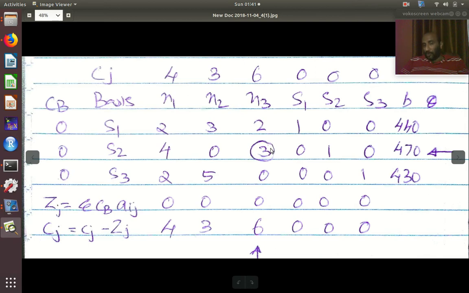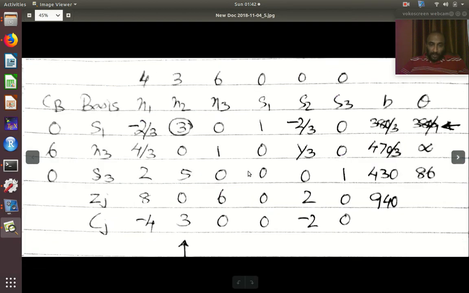But in the previous table, this 3 is your pivotal variable. What you have to do is make this 3 equal to 1 and all the other elements in the column 0. So you divide this x3 row, this is the position of 3, and in order to make it 1, we have to divide the entire row by 3. So this 4 becomes 4 by 3, 0 remains as such, 3 becomes 1, here is 0, this 1 becomes 1 by 3, and 470 becomes 470 by 3.